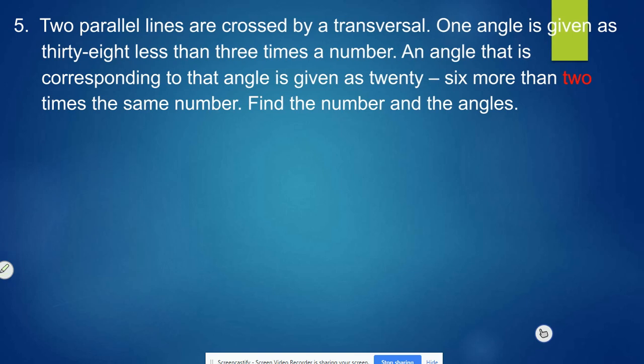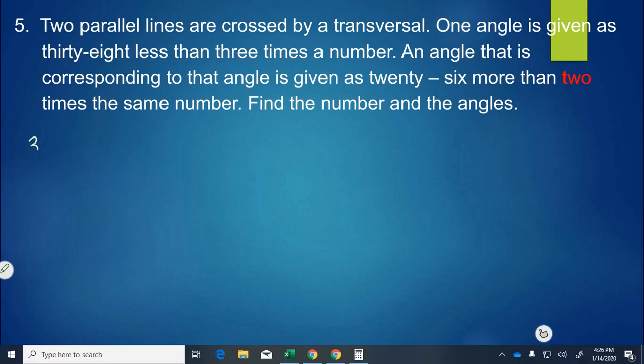Okay, number 5. So now we have a word problem. Two parallel lines are crossed by a transversal. One angle is given as 38 less than 3 times a number. So let's write that out. 38 less than 3 times a number is 3x minus 38. An angle that is corresponding to that angle, so we know congruent, so it equals, is given as 26 more than 2 times the same number. So 2x plus 26.